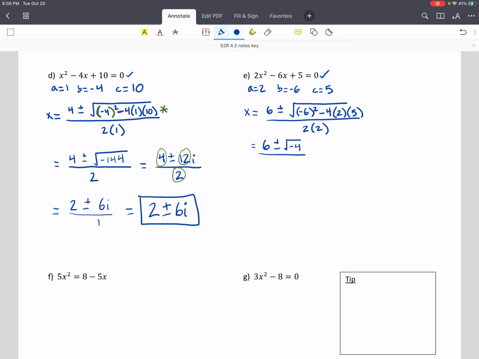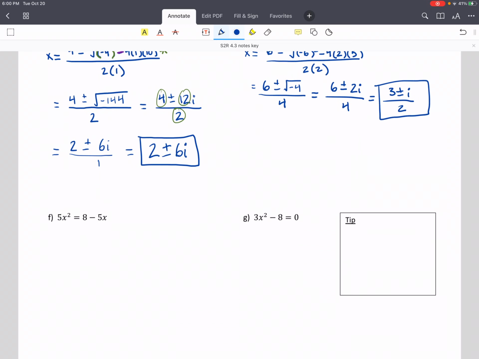All over 2 times 2, which is 4. Okay, I'm going to work on that radical. Square root of -4 is 2i. And now I can just reduce everything all together. So the 6, the 2, and the 4, all of those are divisible by 2. So I get 3 plus or minus 1i, which is the same as just i, over 2. And that's my solutions.